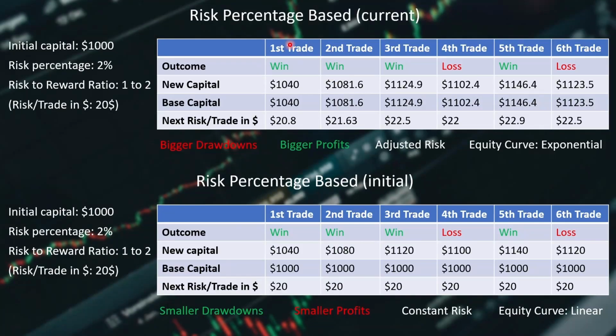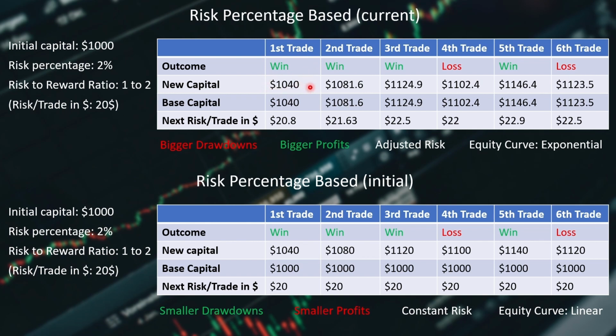On the top, you can see the risk percentage with current capital based option. With this example scenario, I used $1,000 account balance, 2% risk, and a 1:2 risk-to-reward ratio. I set the first 3 trades as winners, then 1 loss, 1 win, and 1 loss again. After the first trade, the new capital is now $1,040.